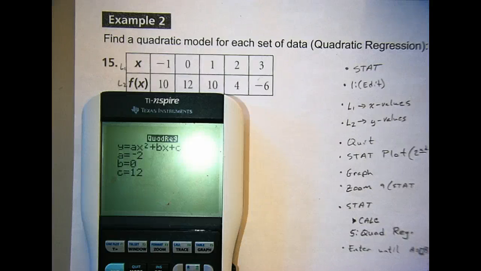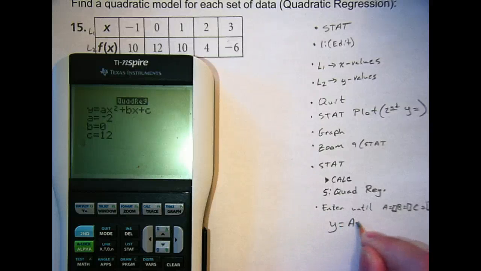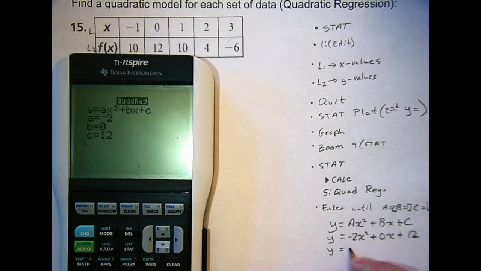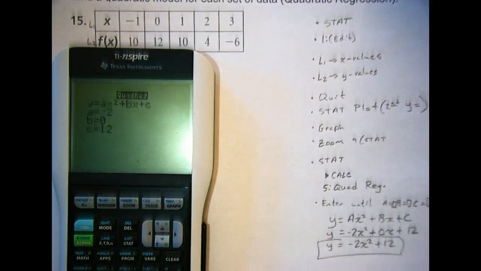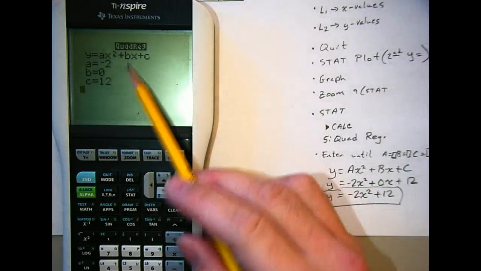Okay, in this case, A equals, B equals, C equals. Remember, a quadratic is in the form of y equals ax squared plus bx plus c. They've given us A, B, and C. A is -2, x squared, B is 0, and C is 12. Or we could just write it as y equals, don't forget your y equals, -2x squared plus 12. Okay, so now I have the equation there.